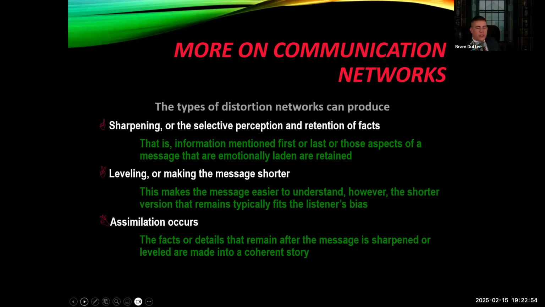Other types of distortion networks can produce involve sharpening, leveling, and assimilation. The first type of distortion is sharpening. This is what's happening when certain details of a message, especially those that are emotionally charged or stand out, get retained, and then everything else fades into the background.